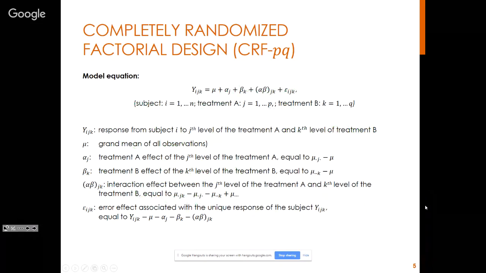Okay, so here we have the model equation, some components we've seen before, some are new. What is the mu that we see here? Grand mean, it's always been the grand mean. And what about alpha? Treatment A effect. Now, since we have another treatment, which we call treatment B, we have beta, which is treatment B effect. And then what do we call this one here, this alpha beta? Interaction effect. We finally get to learn about the interaction. And then epsilon is, as it's been before, just the error effect.